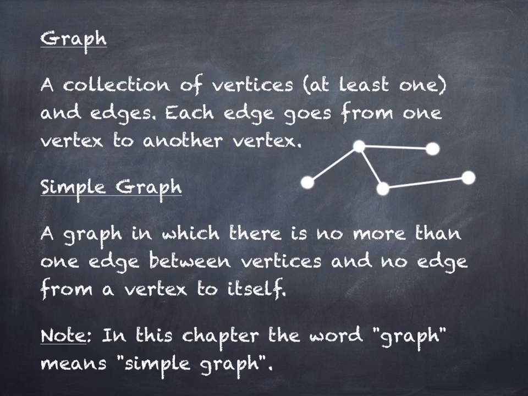So a simple graph is a graph in which no more than one edge exists between two vertices, and no edge exists from a vertex to itself. In other words, let me show you what you can't have. You can't have this edge and this edge. Okay, so there's not two edges between a pair of points. One and only one way to get there.